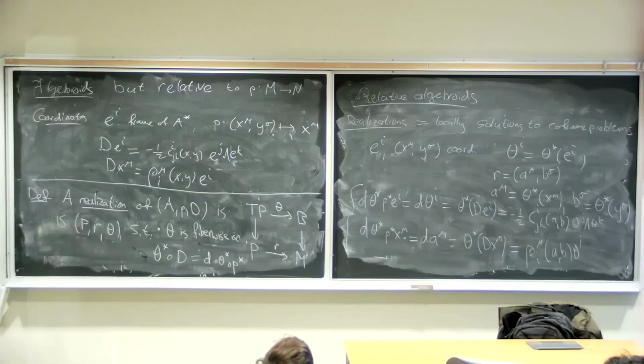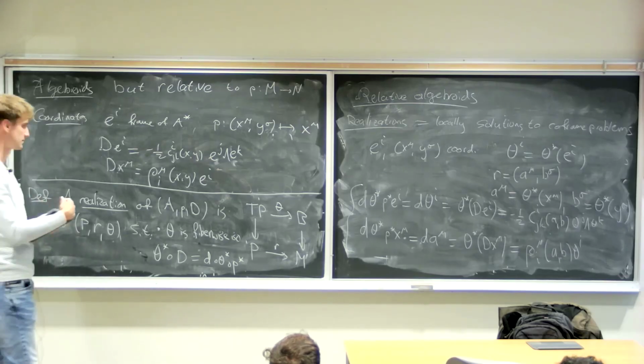So presumably a realization should give rise to a relative algebroid, where it's really the tangent bundle that is involved.